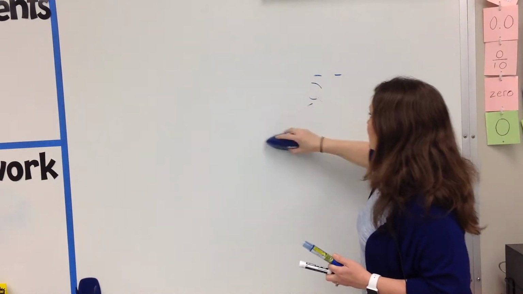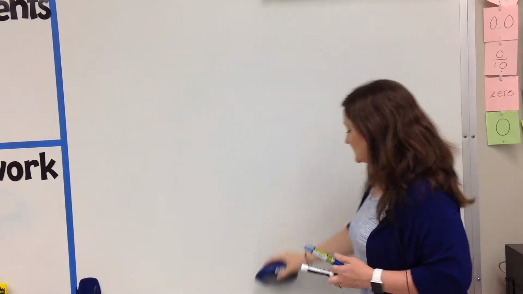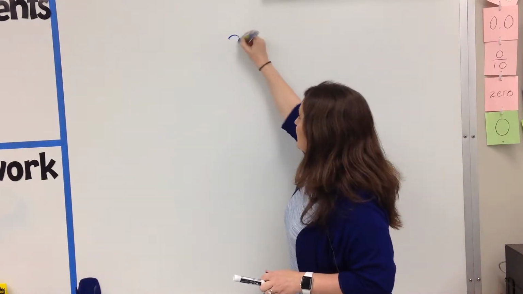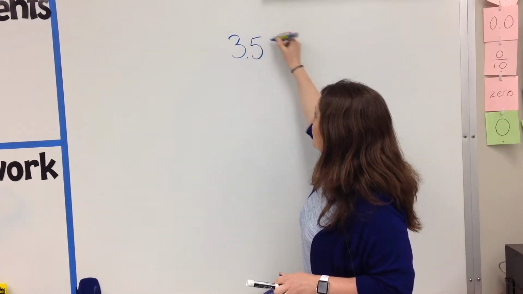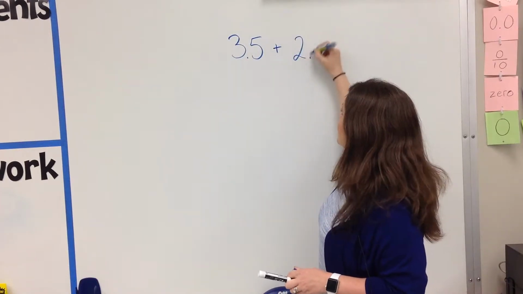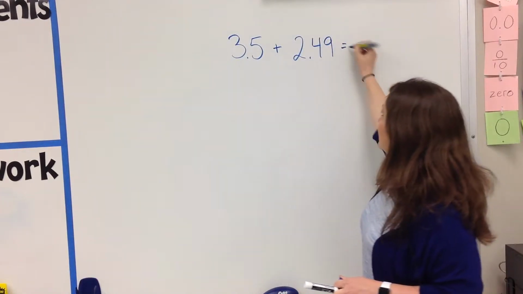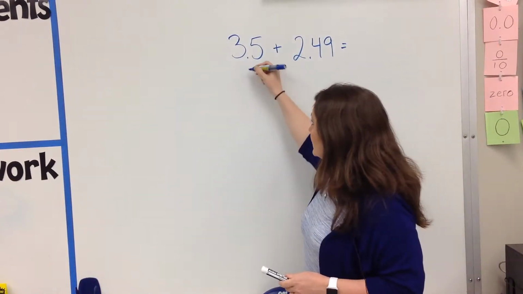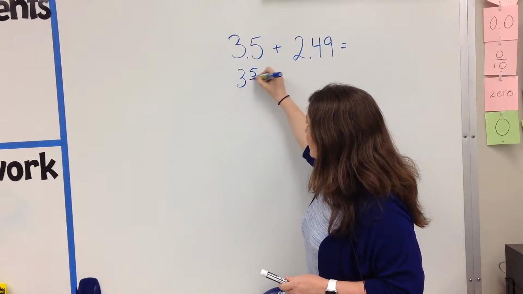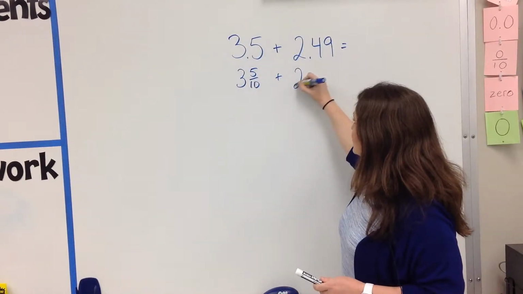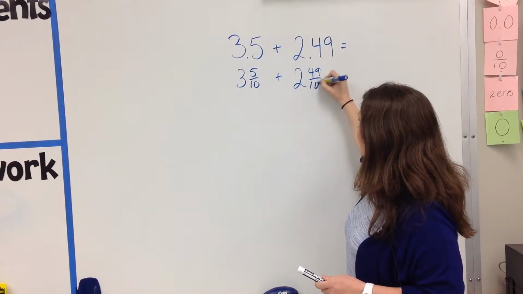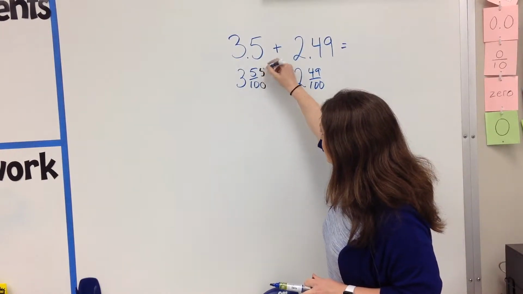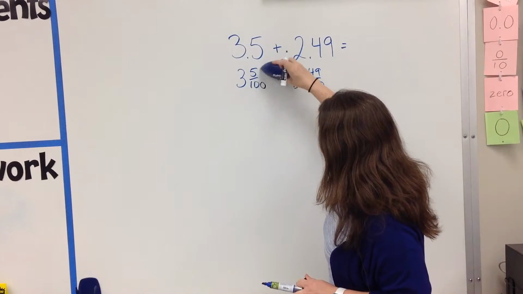So the next step to understanding how to add decimals is to be able to do this with a place value chart. So our next example that we're going to look at, I have 3 and 5/10 plus 2 and 49 hundredths. And we want to add these decimals up. I can convert them into fractions, 3 and 5/10 plus 2 and 49 hundredths. This I would have to change to 50 hundredths.